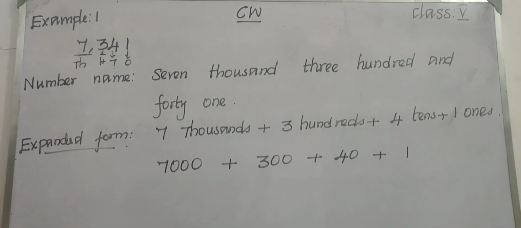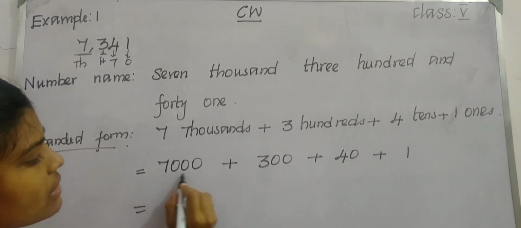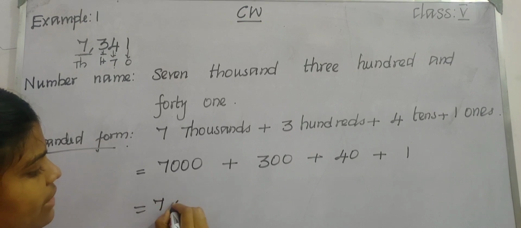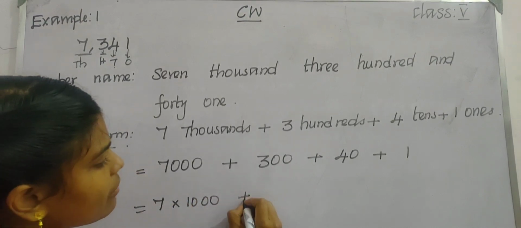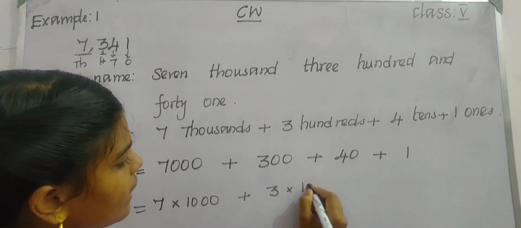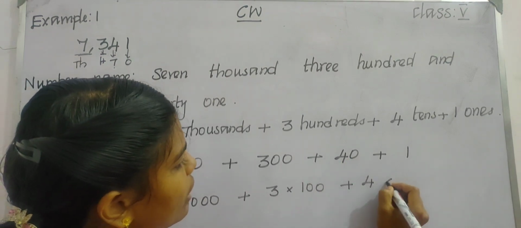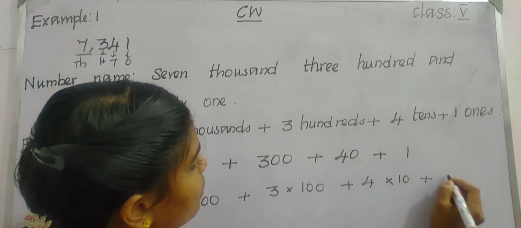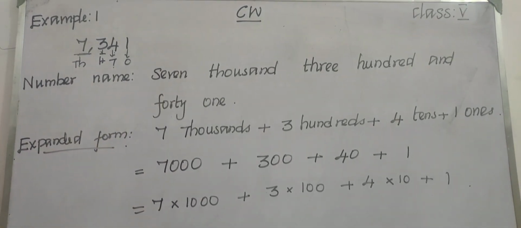And then after that what we can do? So 7 and we are having 3 zeros, right? So that 7 into 1000. Okay, we are splitting this. And then after that put plus and 3 into 2 zeros, so that 100. And then put plus and then here we are having only 1 zero. So 4 into 10 and then 1. Okay, children, so this is the answer. You can copy this in your notebook.